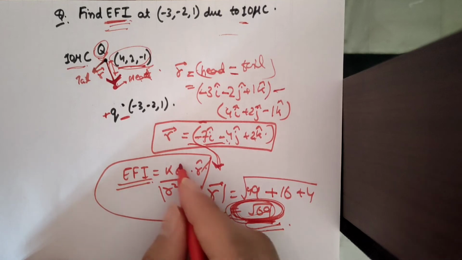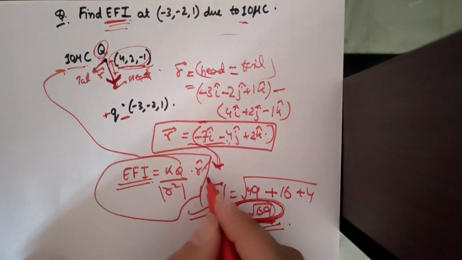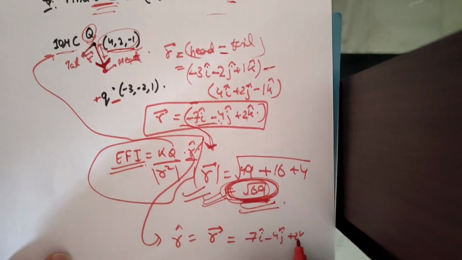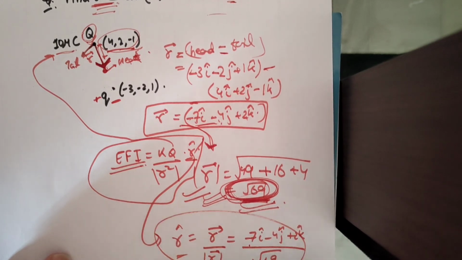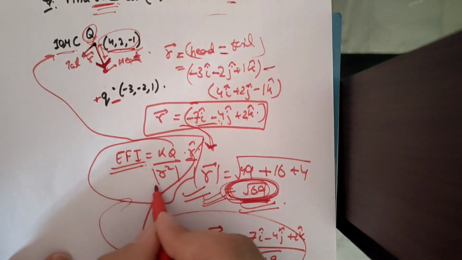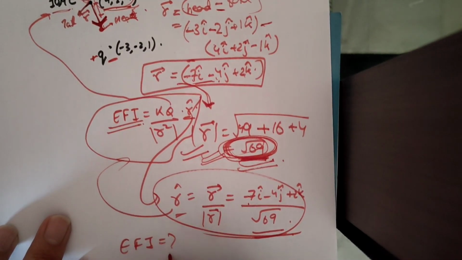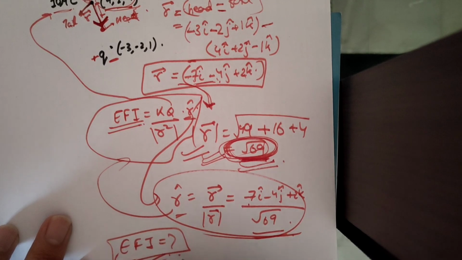This plus charge is this, and this is the unit vector. So what is a unit vector? The unit vector is our position vector, that is this, upon the magnitude of the position vector, that is √69. This is the unit vector. We substitute all these values into this formula and we will get the value of EFI.